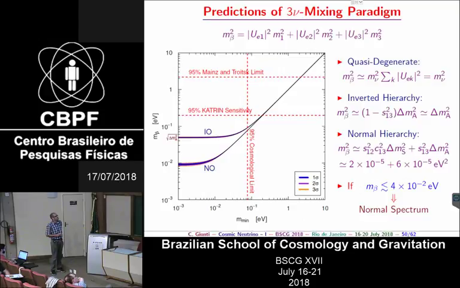So in this case, if we are in this region, it will be very difficult for a future experiment to observe the neutrino mass. The current bounds are farther from this region, and they are shown here.